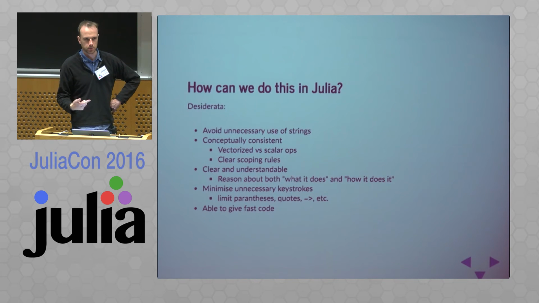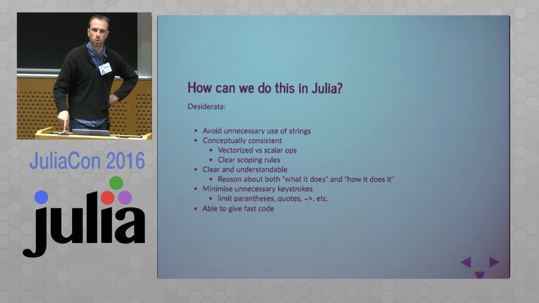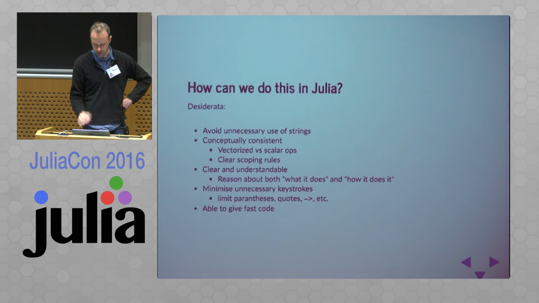The other thing is the scoping rules. Obviously, you don't want to end up with a mess where it's ambiguous which variable you're referring to. You want it to be clear and easy to read, and easy to understand what it does and, more importantly, how it does it. It gives you a clear conceptual model of what is going on under the hood, which again is one of Julia's strengths and something you want to maintain.